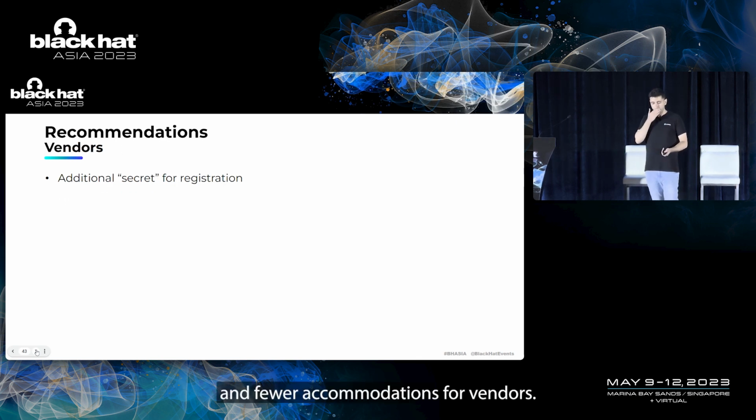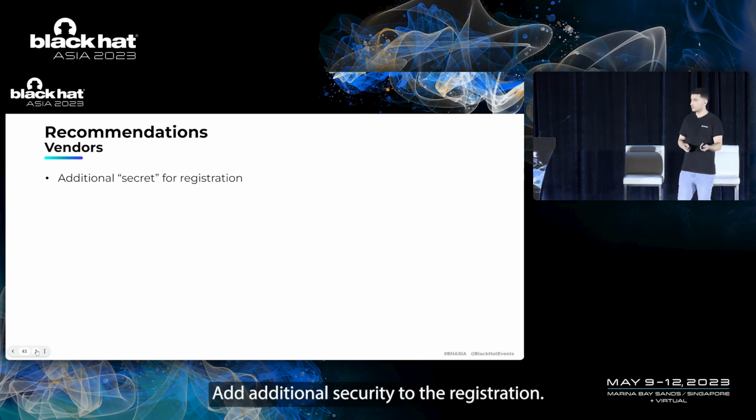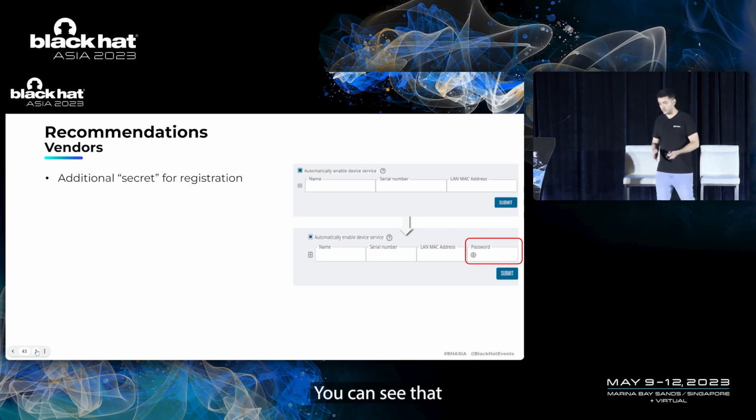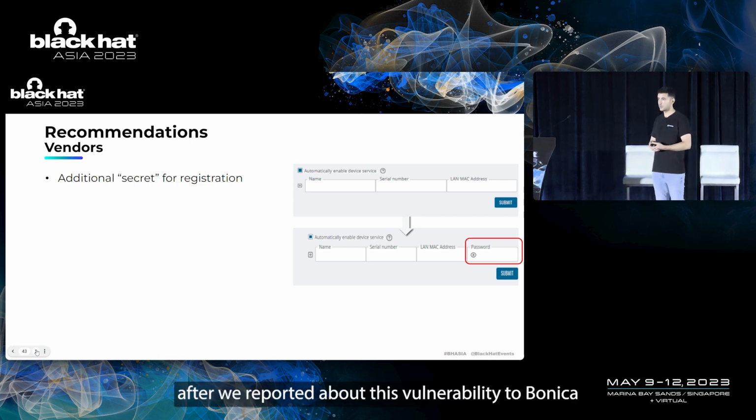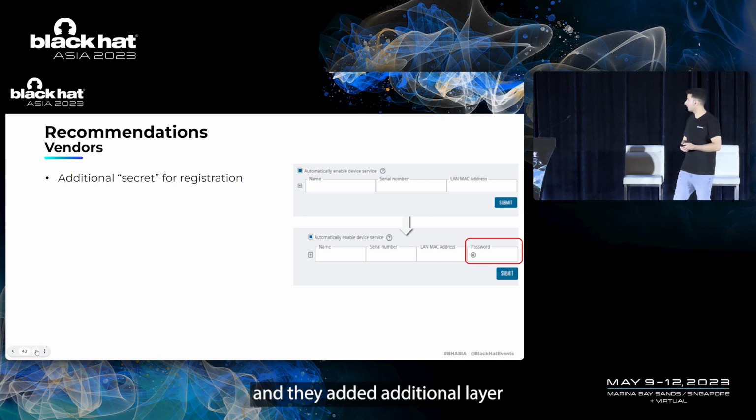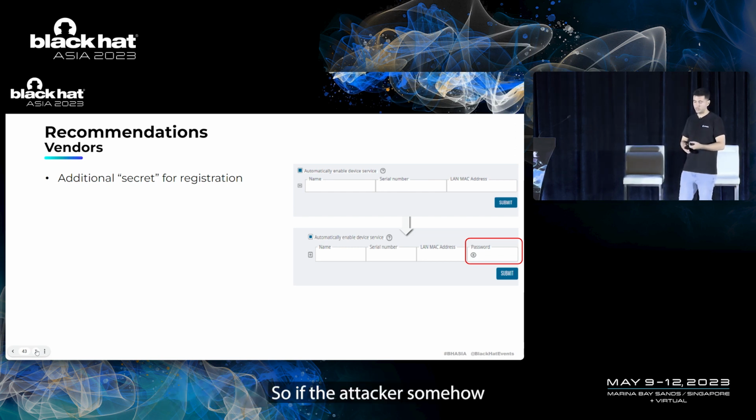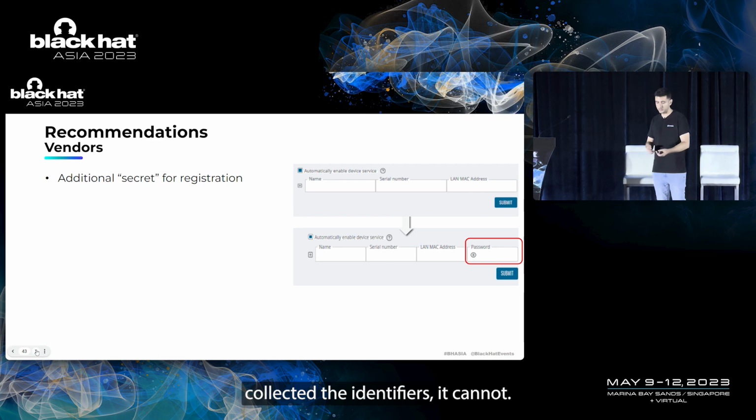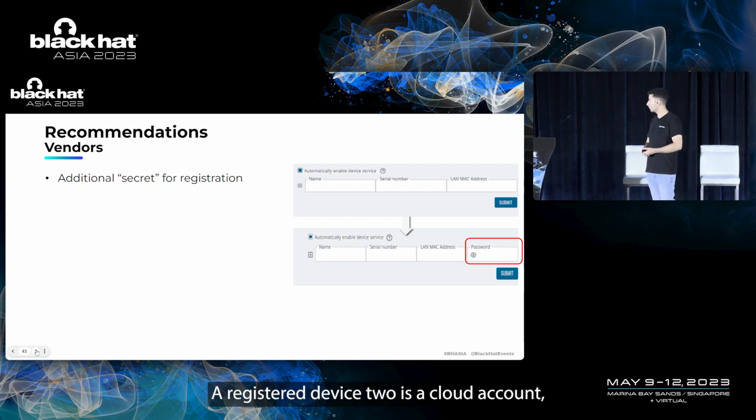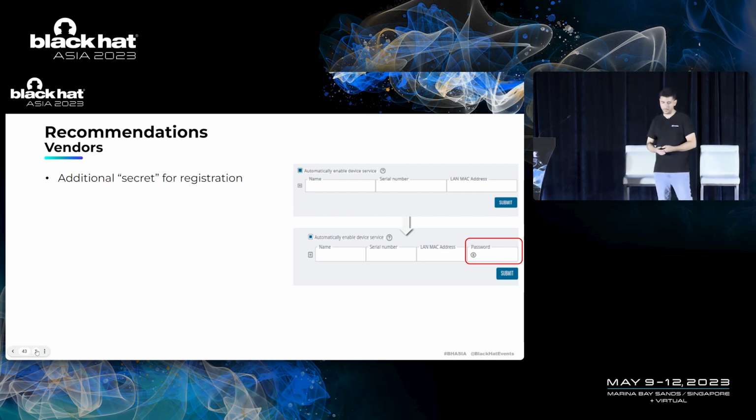A few recommendations for vendors. Add an additional secret to the registration. Here you can see that after we reported this vulnerability to Teltonika, they added an additional layer of security to the registration, a password that's known only to the owner of the device. So if the attacker somehow collected the identifiers, they cannot register the device to their cloud account.